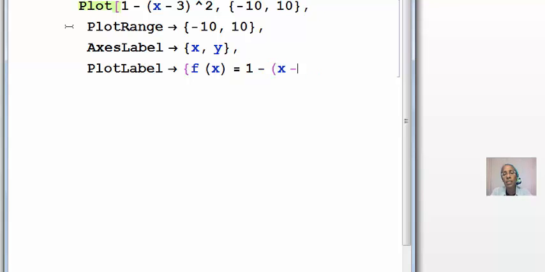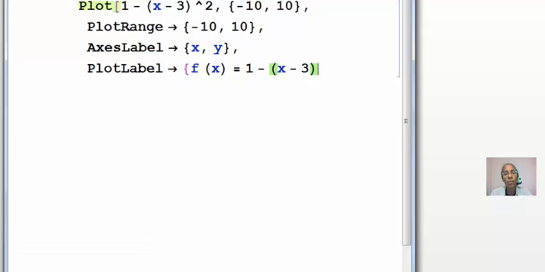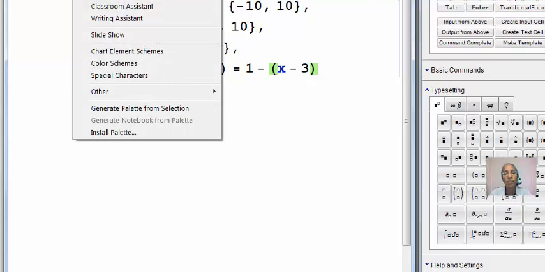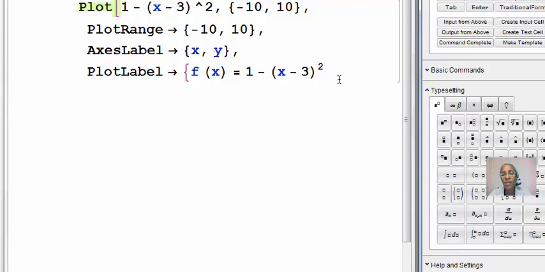And what I'm going to do, because I want this to come out nicely, is put that in. I'm not going to use the caret button, but I clicked on palettes in the basic math assistant palette, and that gives me palettes very similar to those you use in MyMathLab, where I want that label to look good. And so we'll see if I put the information in correctly for the label. We'll see when it graphs.